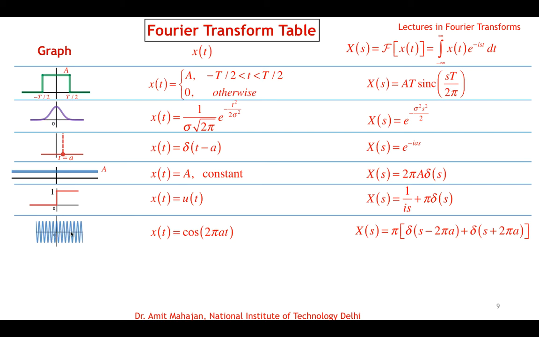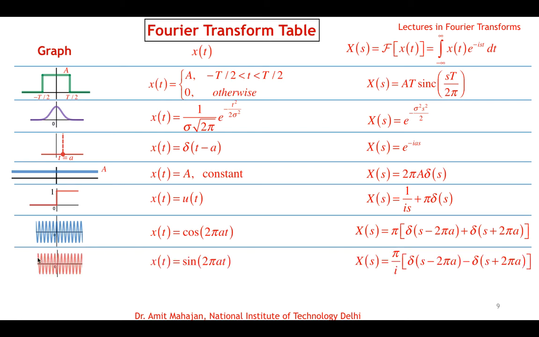Then there is a cosine wave, written as cos of 2 pi a t. So this is the function for cosine, and the Fourier transform of this is the sum of two impulses. It is pi times impulse at 2 pi a plus impulse at minus 2 pi a.